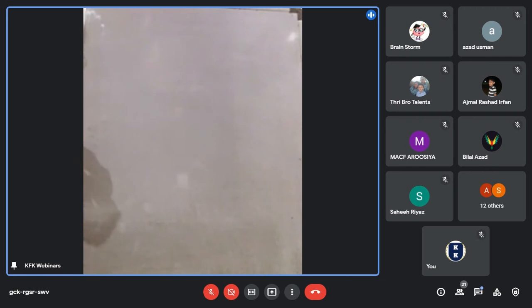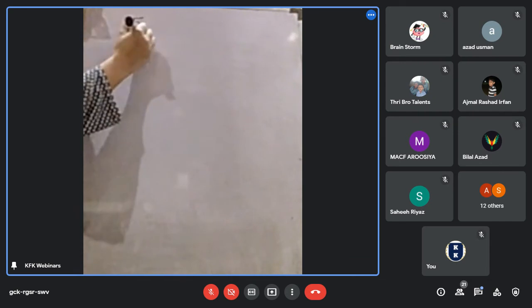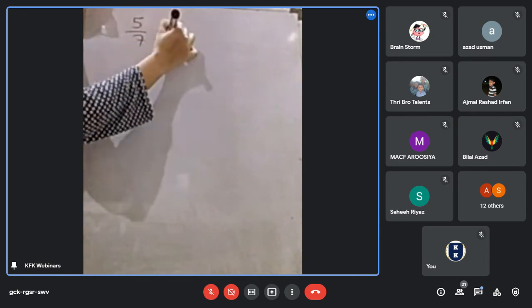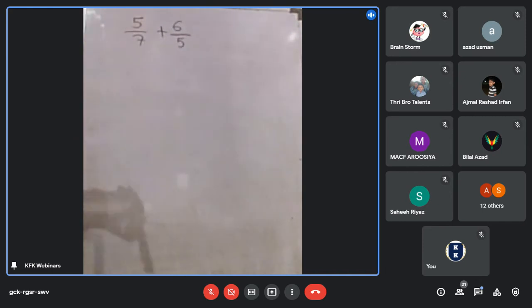Okay. So now let's get started with a very, very simple one. For example, if I give you a sum like this: 5 over 7 plus 6 over 5. Can someone tell me what is the first step that you will do to solve this sum?